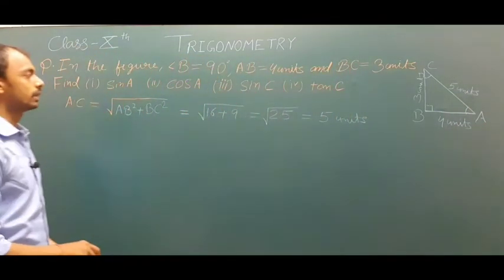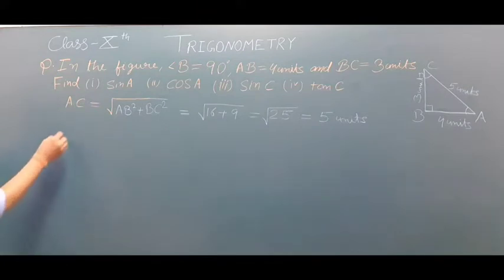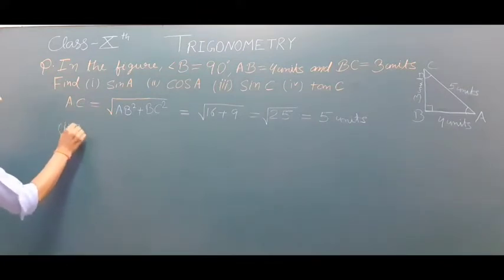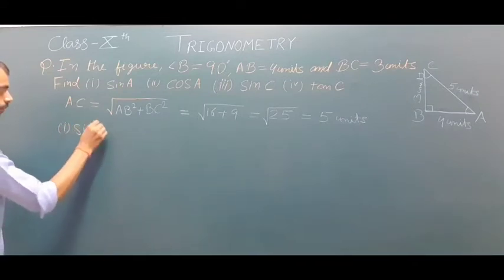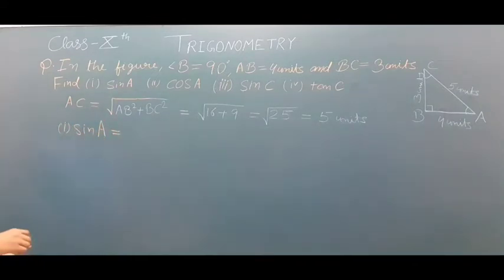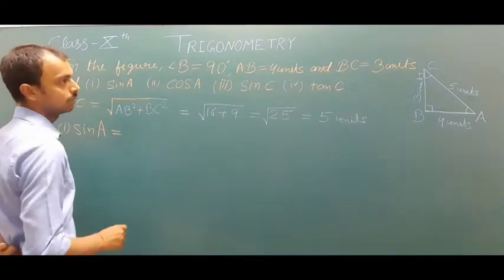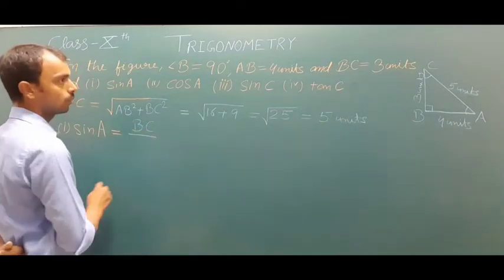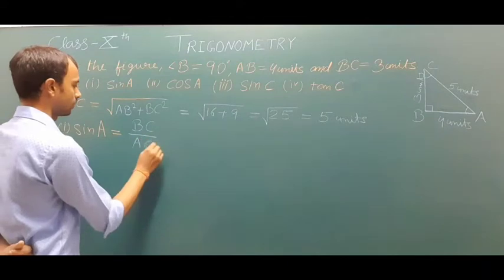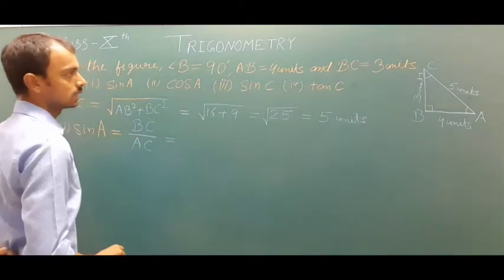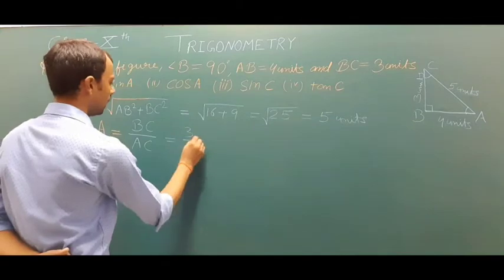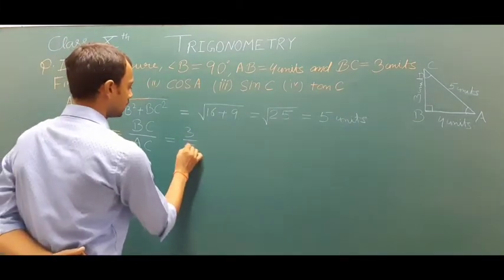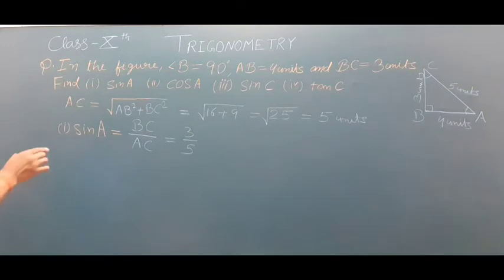Now we have the value of all the three sides, so we can calculate first of all sine of A. What is sine of A? Sine of A will be opposite side upon hypotenuse. Now what is opposite side for A? Opposite side is BC, upon AC. BC is 3 units and AC is 5 units. So BC upon AC is 3 upon 5. This is the value of sine A.